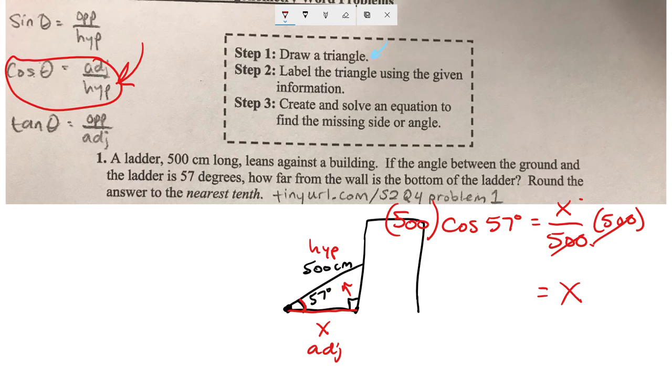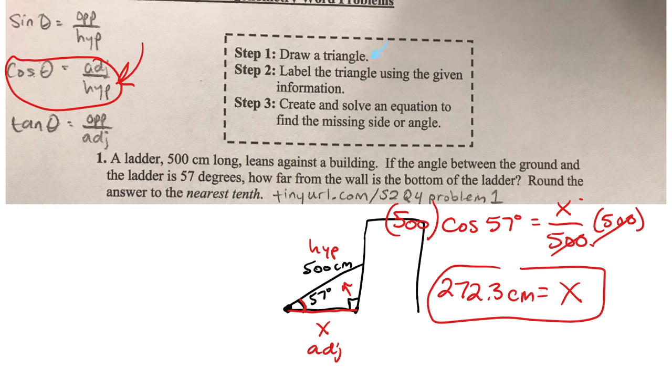And we get 272.31, which just rounds to 272.3. And it's in centimeters. So that distance, 272.3 centimeters, is equal to x.